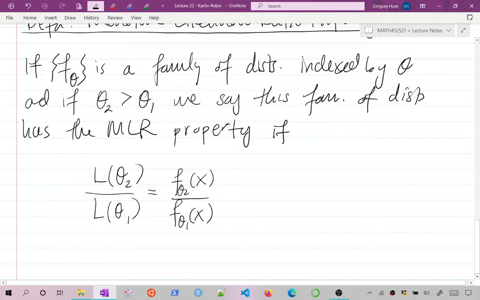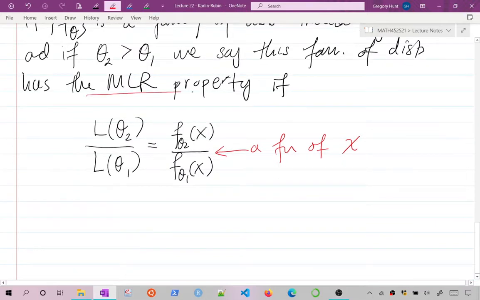So typically when we talk about the likelihood function, we're talking about some random sample. Here we're talking about only one x, right? So this is some function of x. You can think about it as a function of theta, but if I fix my theta 2 and I fix my theta 1, this is a function of x.